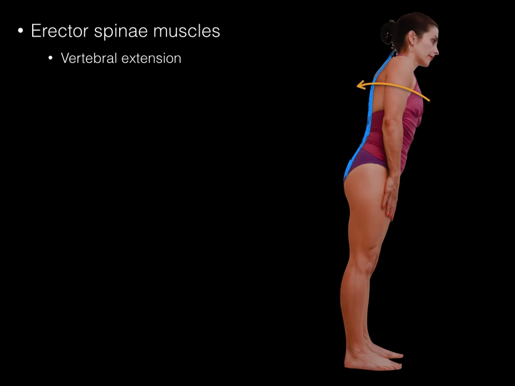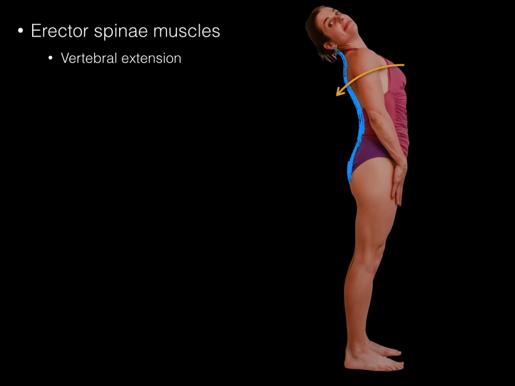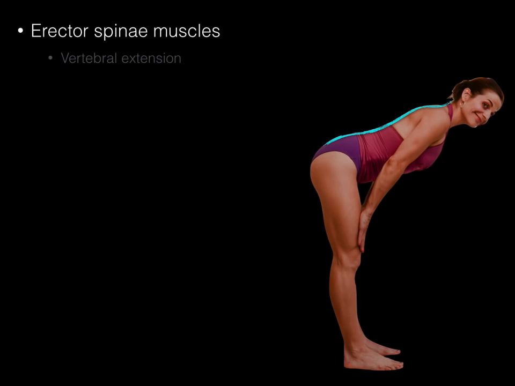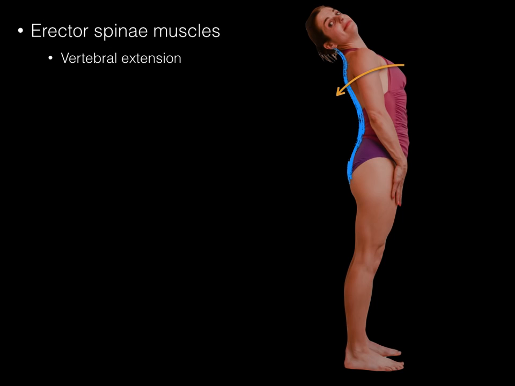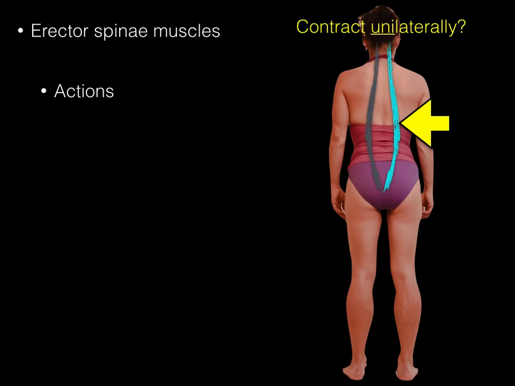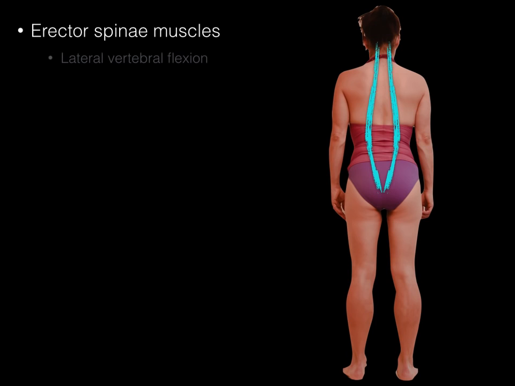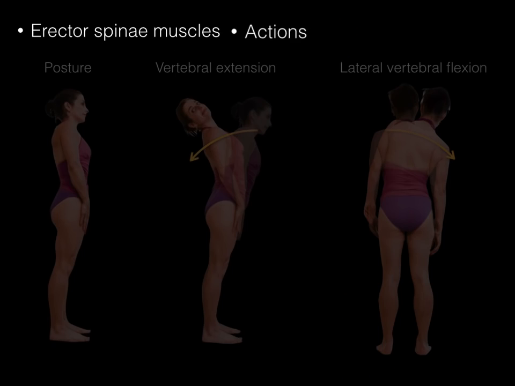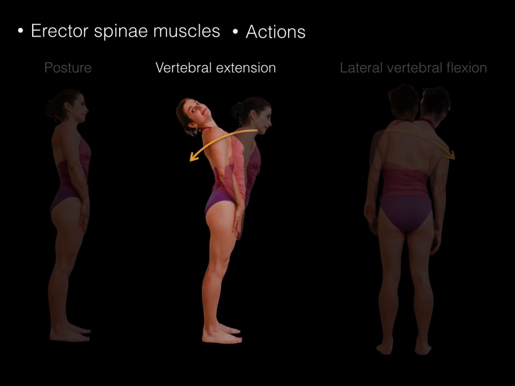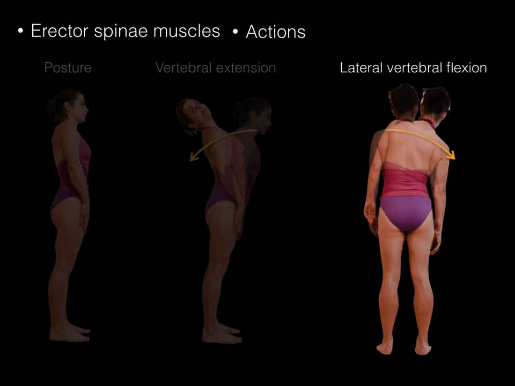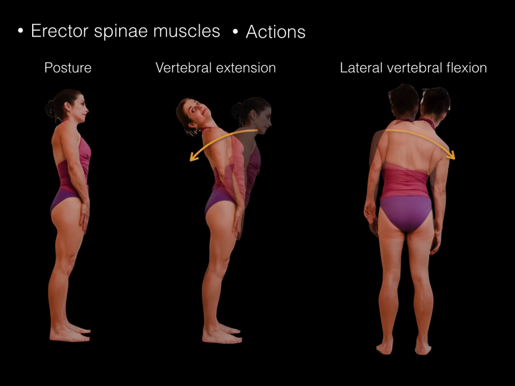When the muscles contract, they pull the spine up from this position to this position, hence extension, or to even hyperextension like that. And then finally, when the muscles contract unilaterally, it'll pull the spine to one side in this fashion. Lateral vertebral flexion. So the actions of the erector spinae are posture, vertebral extension, and lateral vertebral flexion.